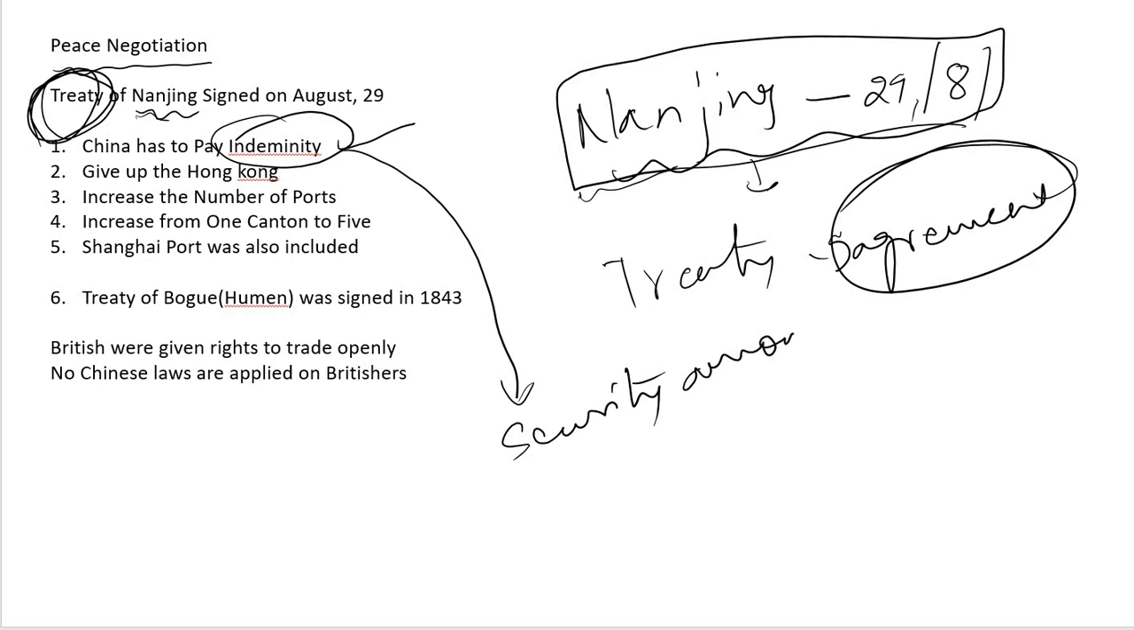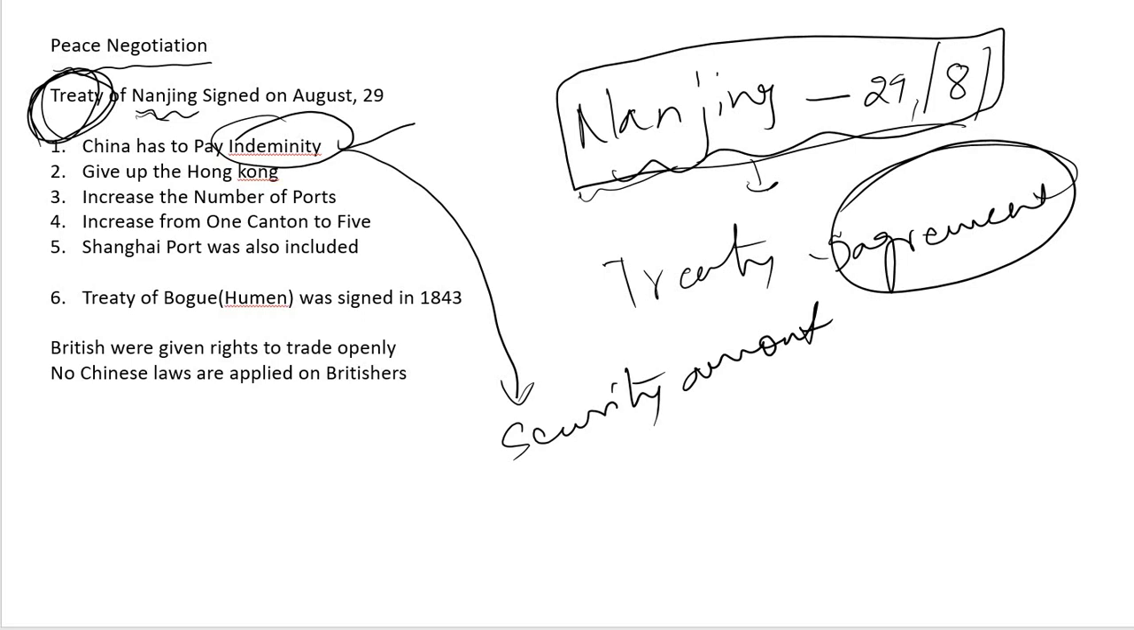amount. See, Britishers came to China, they conquered the Chinese place. In return, the Chinese itself has to give them the indemnity, that is the security amount. See how clever the Britishers were, or in other words I can say how cunning the Britishers were.